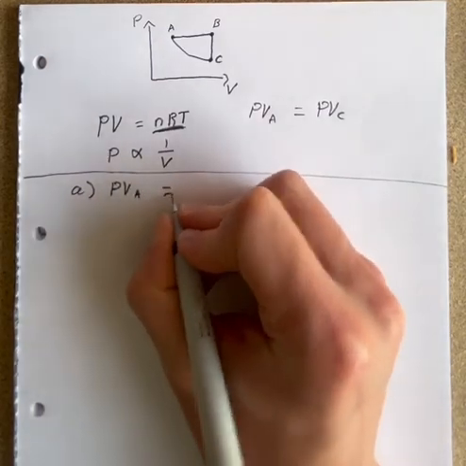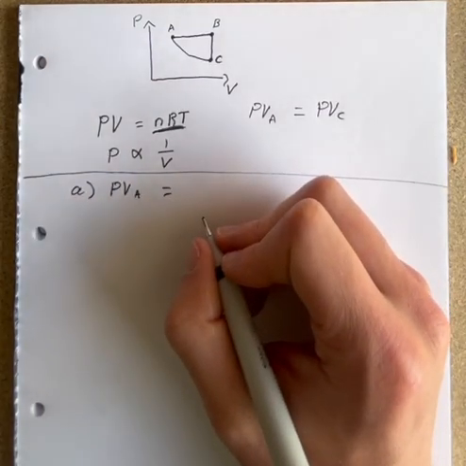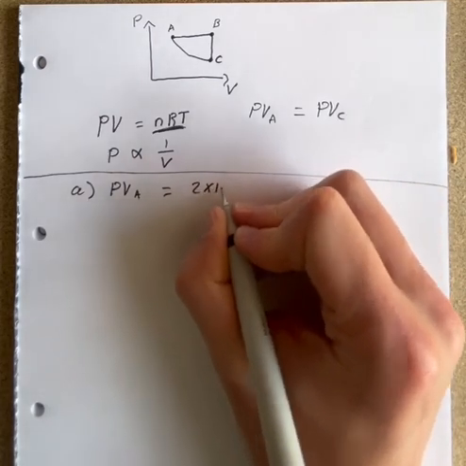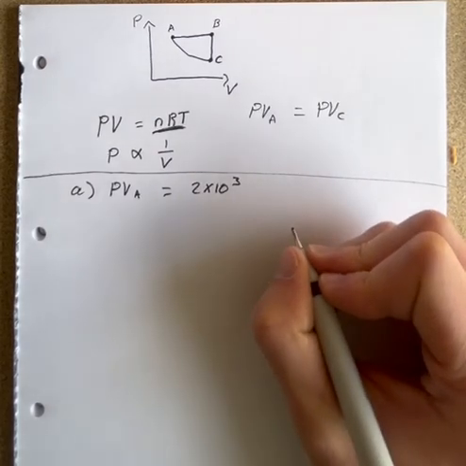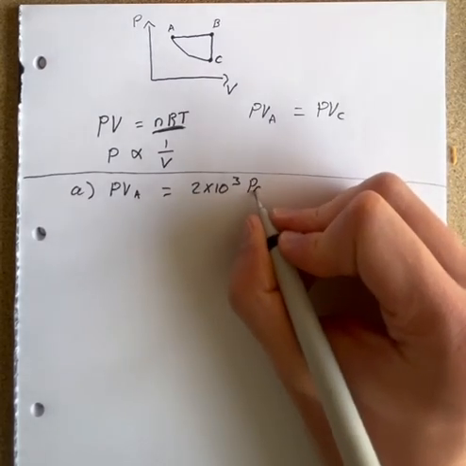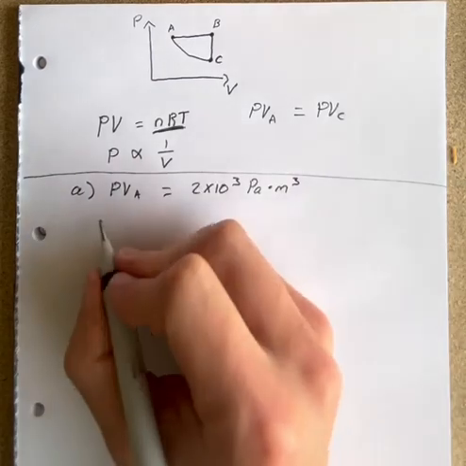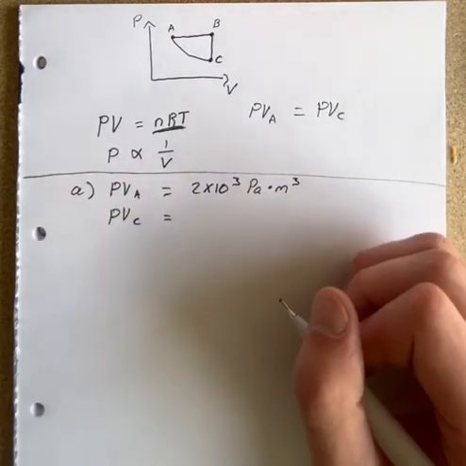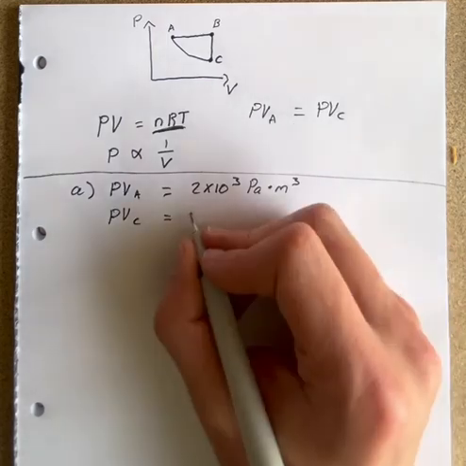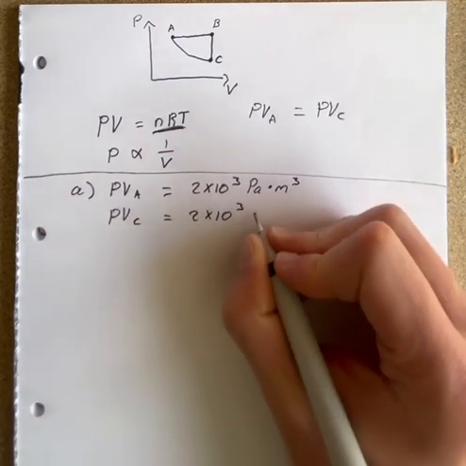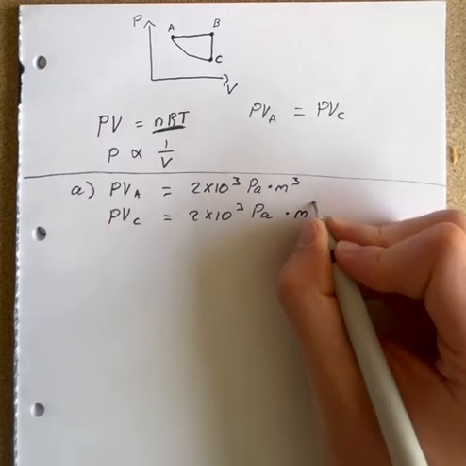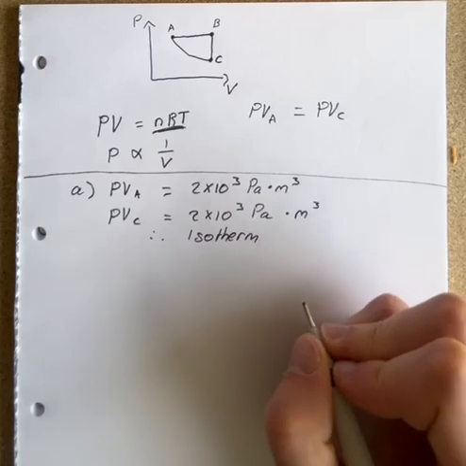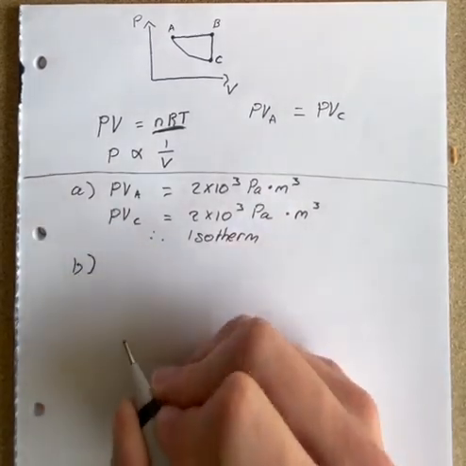PV at state A is equal to 2 times 10 to the 5 times 0.01, which is 2 times 10 to the 3 Pascal meters cubed, and PV at state C is 1 times 10 to the 5 pascals times 0.02, which again gives 2 times 10 to the 3 Pascal meters cubed. Therefore, it is isothermal compression.